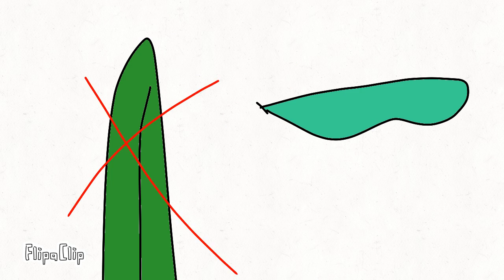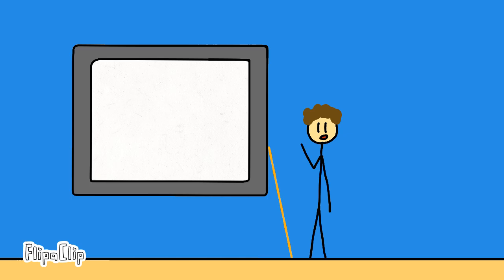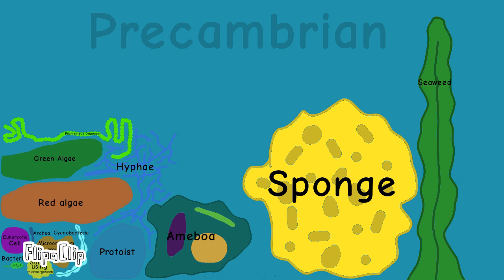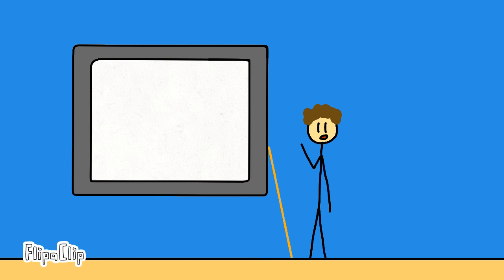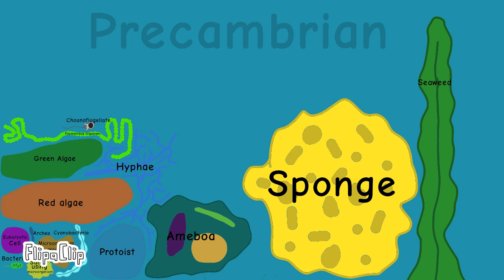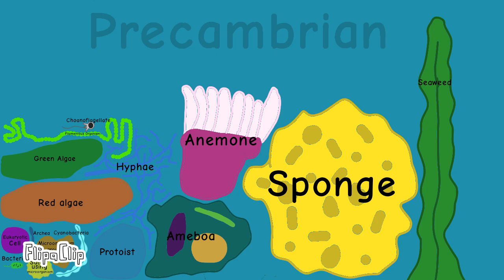Yes, seaweed is not a plant, and algae is not a plant. Once we reach 900 million years ago, we can finally see the first animal to ever appear on the Earth. And it's a sponge. Going even more forward to 800 million years ago, and we can find more stuff. Like the choanophagoate, which is another microscopic creature that loves to eat bacteria. We also see the beginning of anemones.